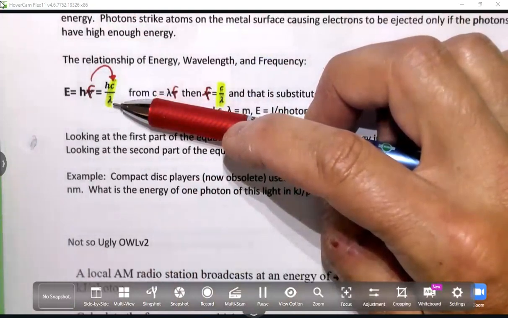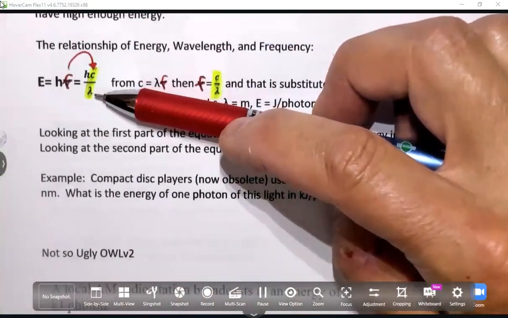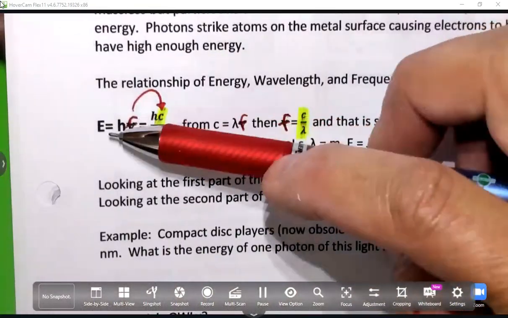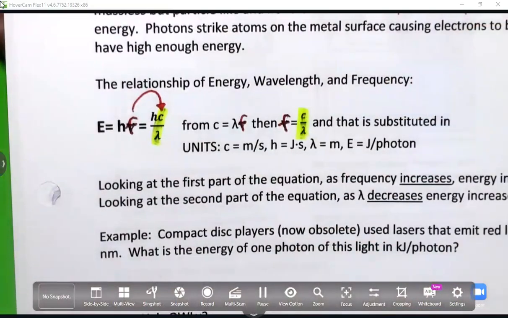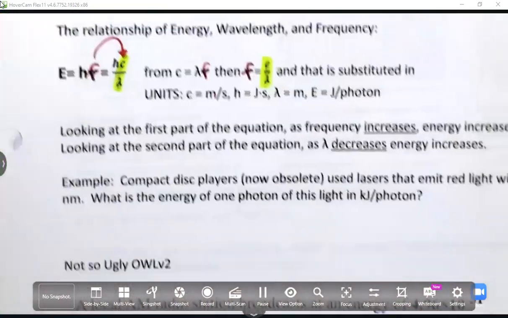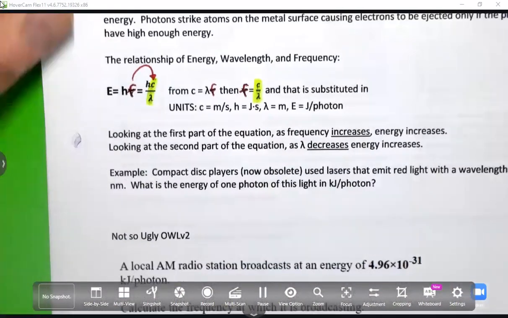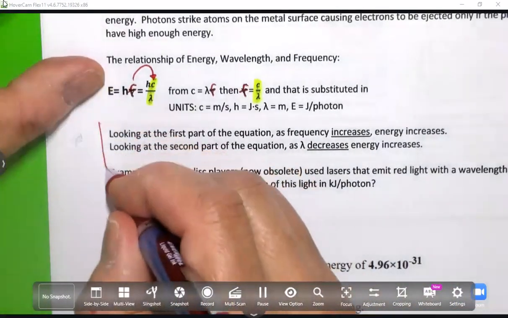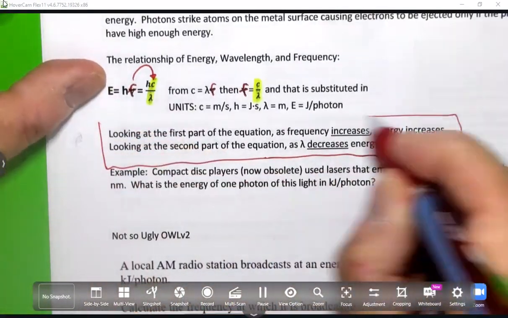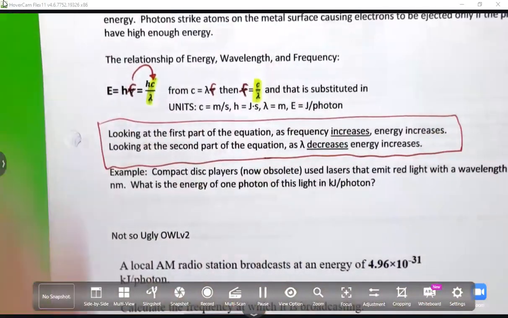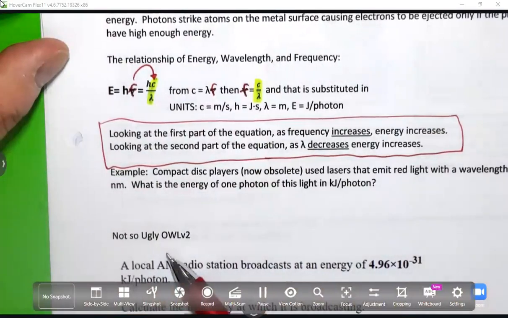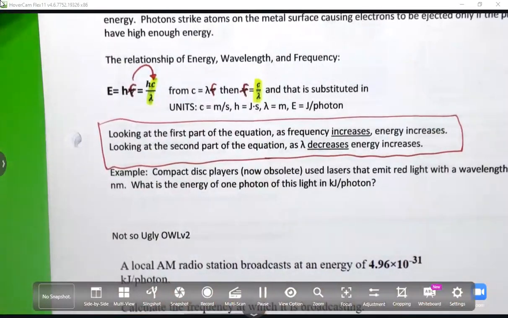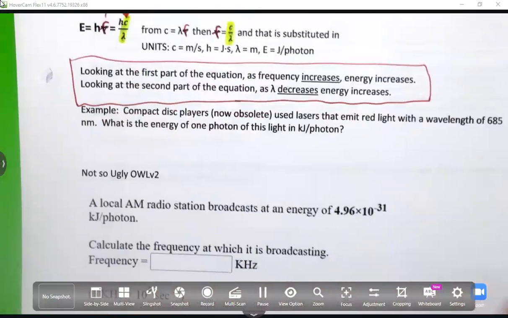Mathematically, wavelength gets smaller and smaller and smaller. This energy then would get bigger and bigger and bigger. Again, all starts out, and I don't know how many questions are basically just this. Okay, so here's an example problem, and then I have a not so ugly owl, so you know exactly what you're going to see in the owl homework.